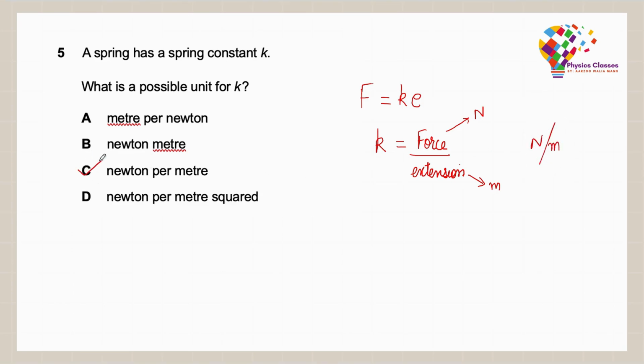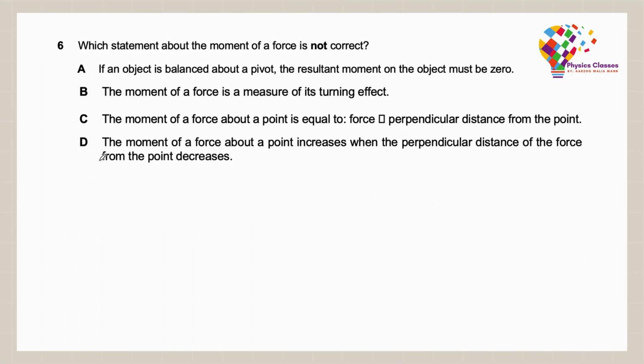Now for question 6, which statement about the moment of force is not correct? See, moment of force is nothing but force times the perpendicular distance between the force and the pivot point. So keeping this definition in mind, let's look at all the options. In option A, it says, if an object is balanced about a pivot, the resultant moment of the object must be 0, which is true. So it's not our answer.